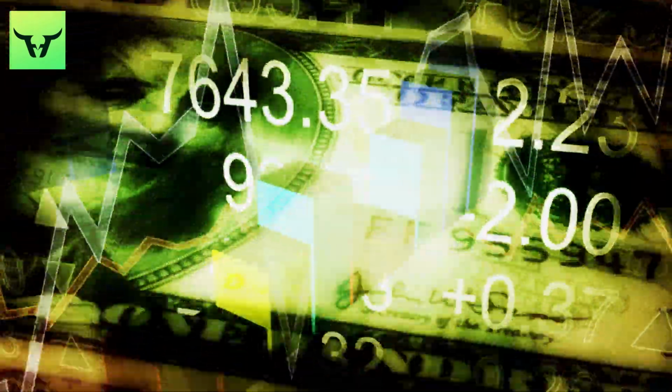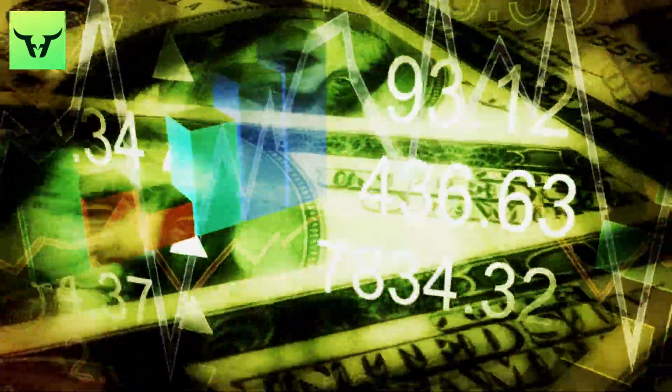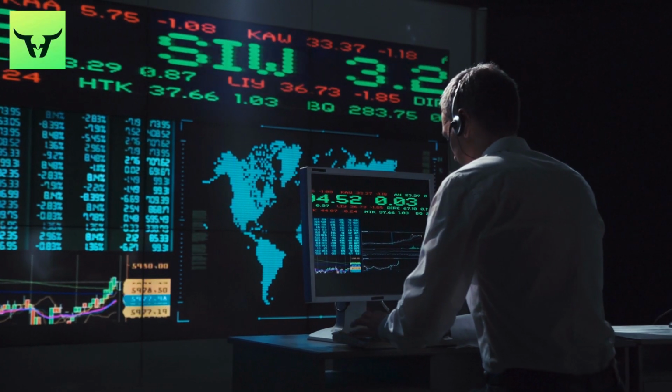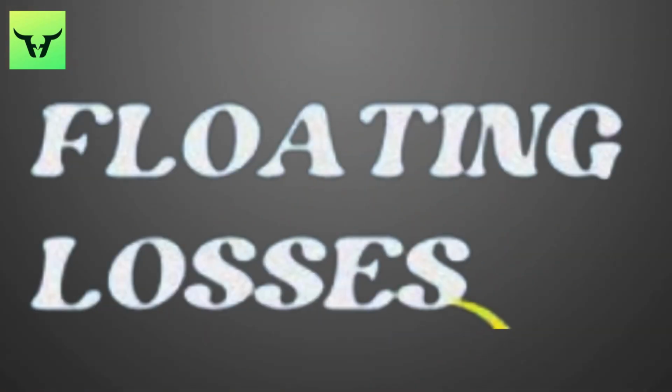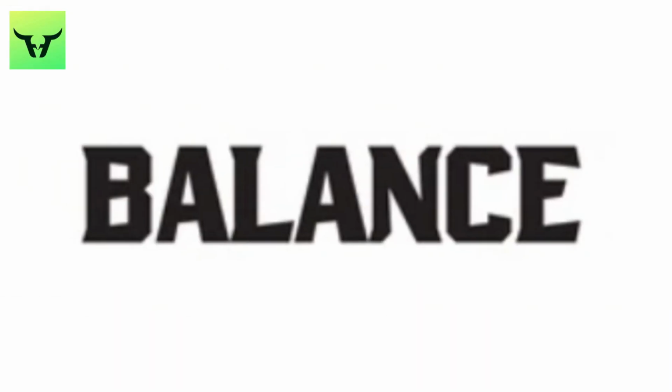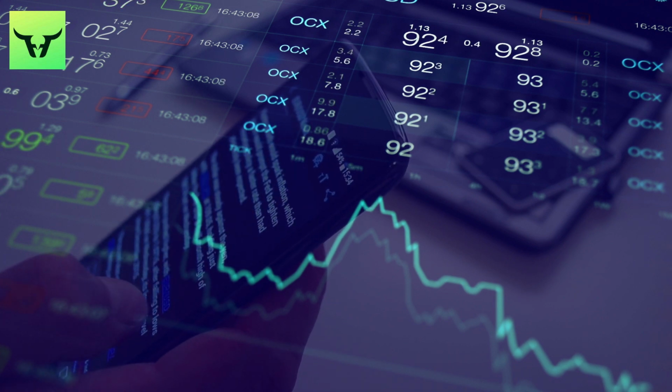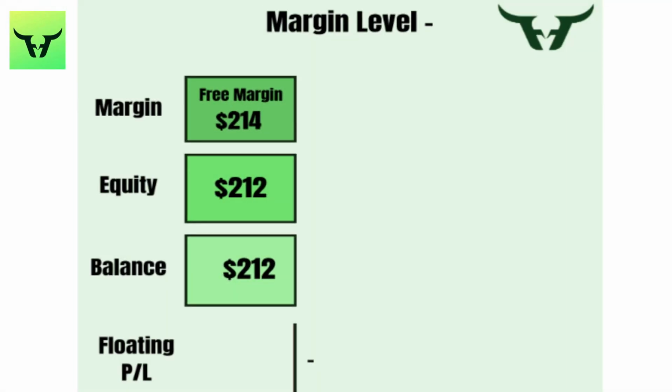Margin call. Your trading platform will automatically close your trade. When a trade closes, two things happen. Your used margin is released. Your floating loss is realized, which updates your balance to reflect the loss. With no open positions, your account is flat, which means your free margin, equity, and balance are all equal. There are no open positions, so there is no margin level or floating PL to consider.